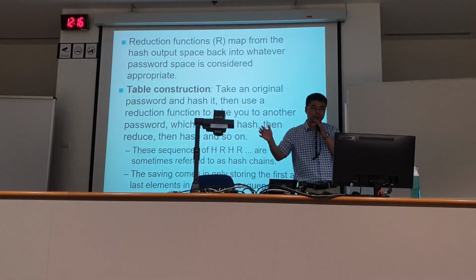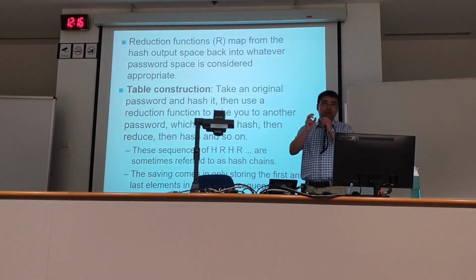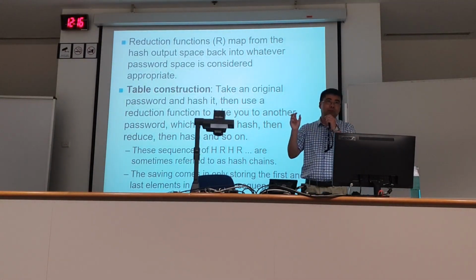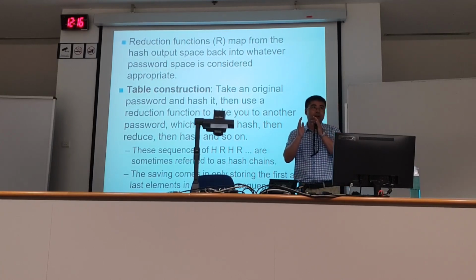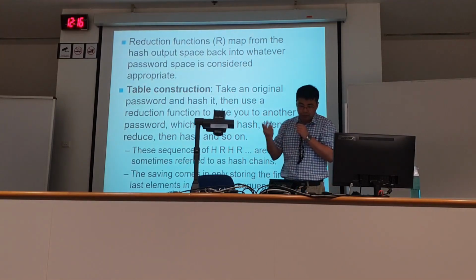You can continue this process a few times, and then you stop. Say you do the hash reduce 4 or 5 times. Now you have a chain, right? For this chain, you only store the head and the tail. You don't store the intermediate values. The reason is all the intermediate values can be generated starting from the head. Right, so that's how hash and reduce works.